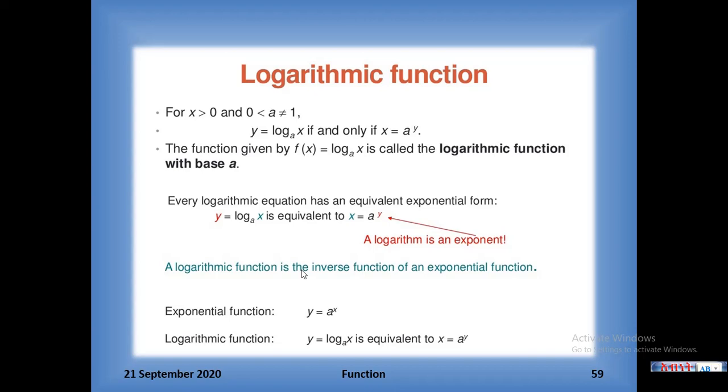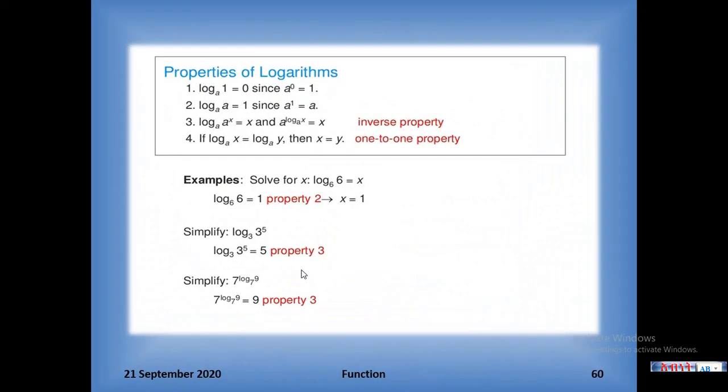Sorry. So there are some properties. The logarithm of 1 in base a is equal to 0, since a to the power of 0 is 1. The logarithm of a in base a is 1. The logarithm of a to the power of x in base a is x, because a to the power of x is equal to a to the power of x, so we will get x here. And the logarithm of x in base a is equal to the logarithm of y in base a, then x is equal to y.